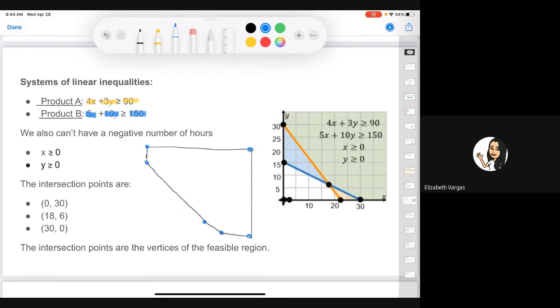All those edge parts of that shape would be the vertices. And so because of that, the vertices that I see on this graph are going to be these 3 right here. Okay, so now I have my vertices. Remember that I'm trying to find the minimum.